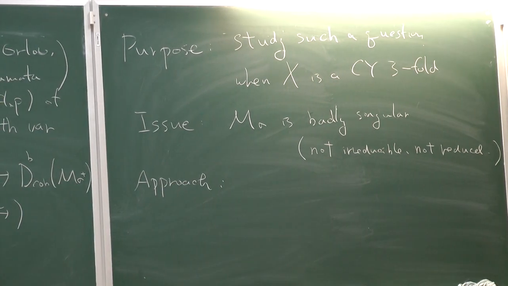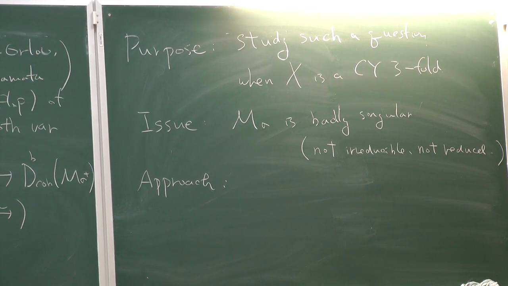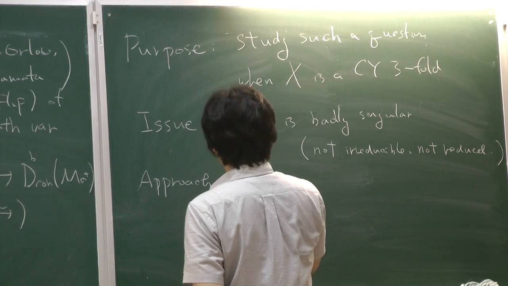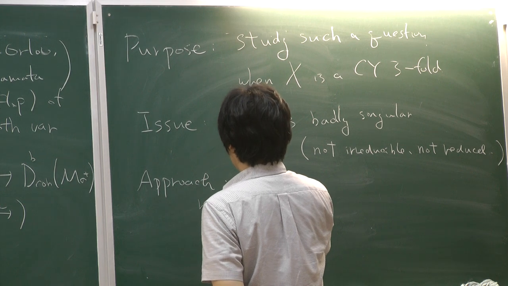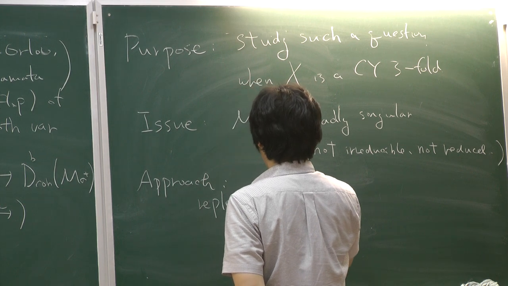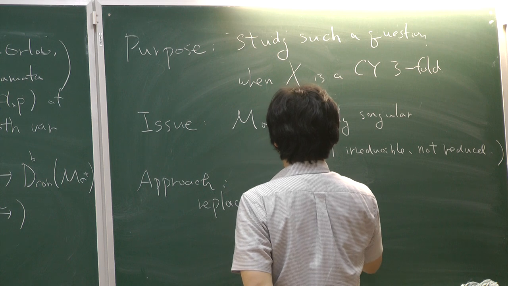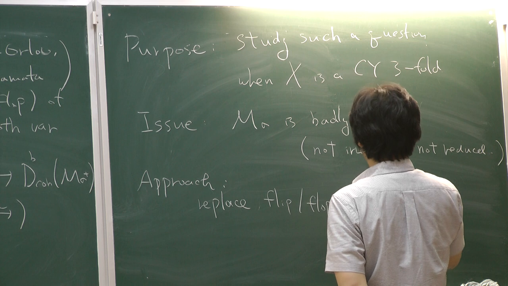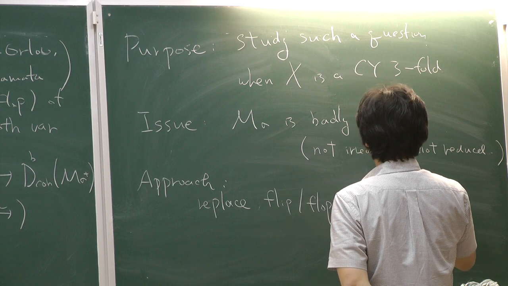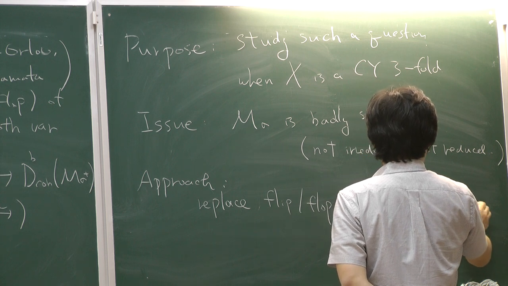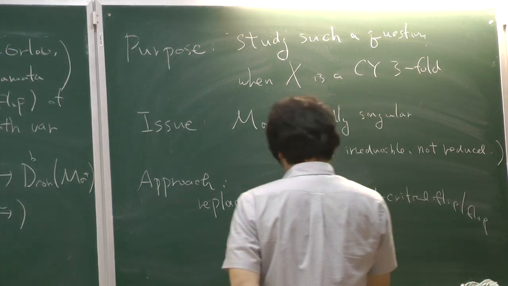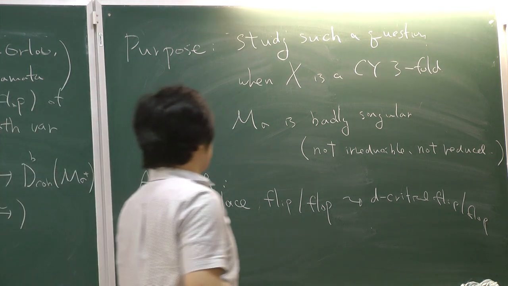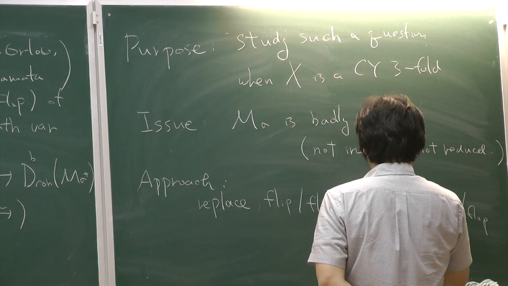But anyway, our approach for this problem is that I'd like to consider this kind of question somewhat virtually. I'd like to replace a flip or flop with some different notion, which I call the D-critical flip. This is not a usual birational map, but something like a virtual birational map.